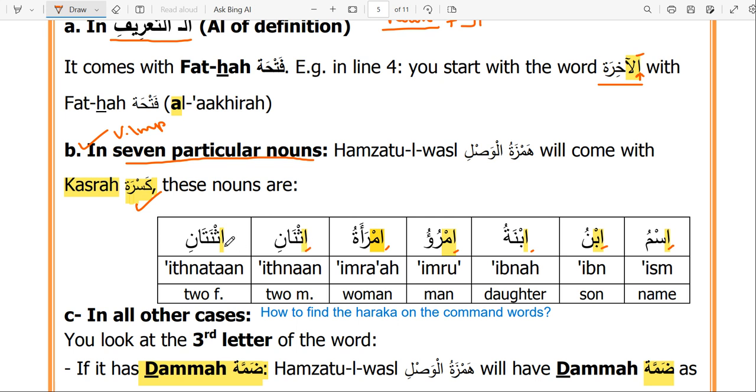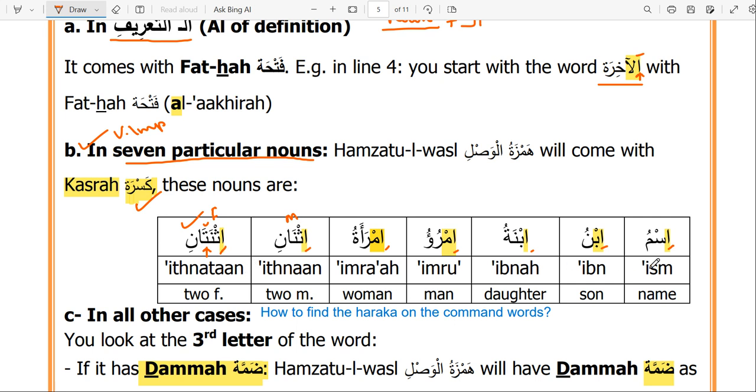This is the dual form of the same word, Ithnan. And this is the feminine ithnatan, as there is a femininity of ta here, and this we will learn in the chapter of duals. So right now don't go into any details, and just know that this is the feminine form of the same word ithnan. This is the male word ithnan, and this is the female word ithnatan, and both start with kasra. So these are the 7 nouns that start with kasra.